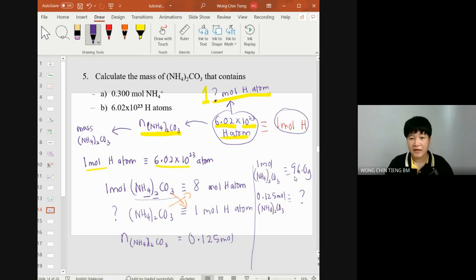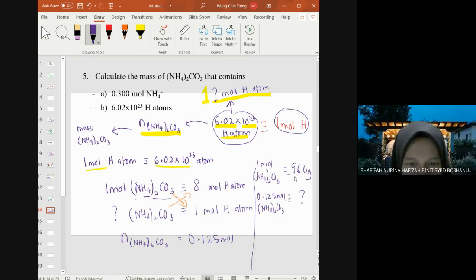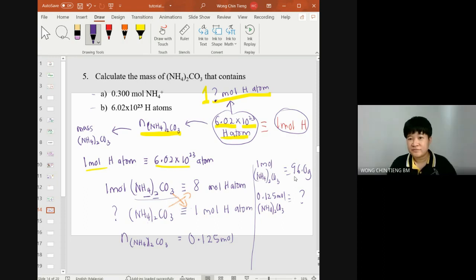And the answer? 12.0 gram. Check your answer. Is your answer correct? Nope. Check your answer. The mass of ammonium carbonate in this part calculated is 12.0 gram. Thank you.